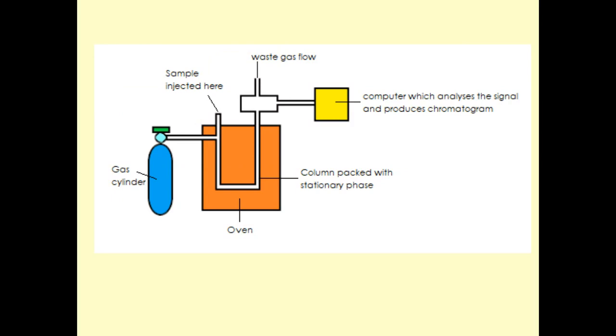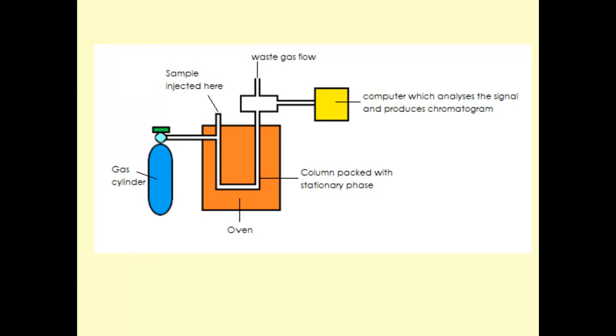So this is a diagram. I apologise for my lack of paint skills. This is a diagram of what a gas chromatography machine would look like. If you want a better diagram, there's one in your textbook. So you have your gas cylinder, that supplies your mobile phase. And that goes through the column, which is packed with the stationary phase. Now on that diagram, it's just a simple straight line. If you see the video or look in your textbook, you'll see that it's coiled so that it's longer. And the column goes through an oven.